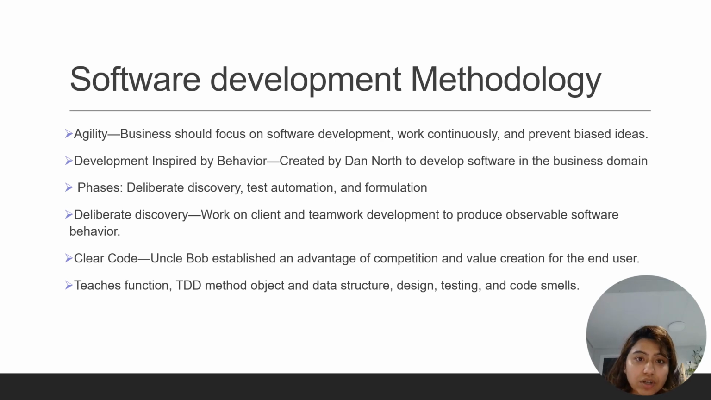The next slide is about the software development methodology. In software development methodology, they have three purposes. The first one is agility, the second one is development inspired by behavior, and the third one is clean code. Let's see the agility. In agility, the business should focus on software development. They should work continuously and should prevent biased ideas, because it doesn't work properly with the organizations and with the team members. It was created by Dan North to develop software in the business domain as well. The second phase is deliberative discovery. In deliberative discovery, it works on the client and teamwork development to produce observable software behavior.